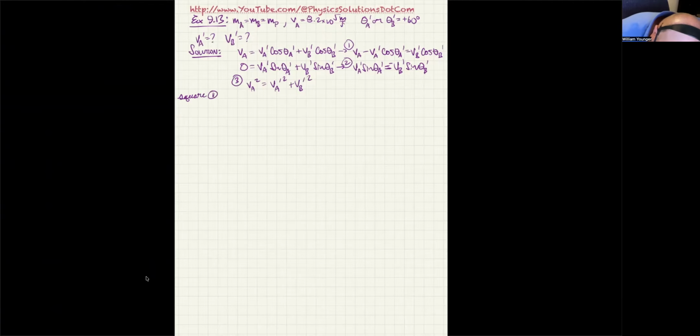And when I square that, I get va squared minus 2 va va prime times cosine theta A prime plus va prime squared cosine squared theta A prime. The right hand side is much easier. That's just going to be vb prime squared cosine squared theta B prime. So we'll call this equation 1 prime.